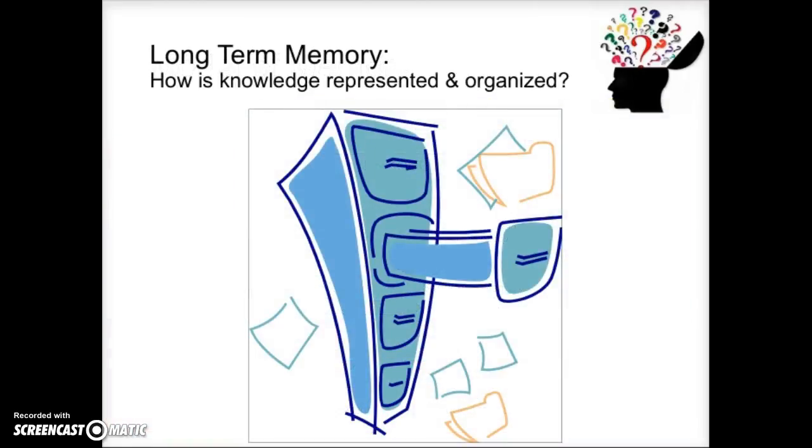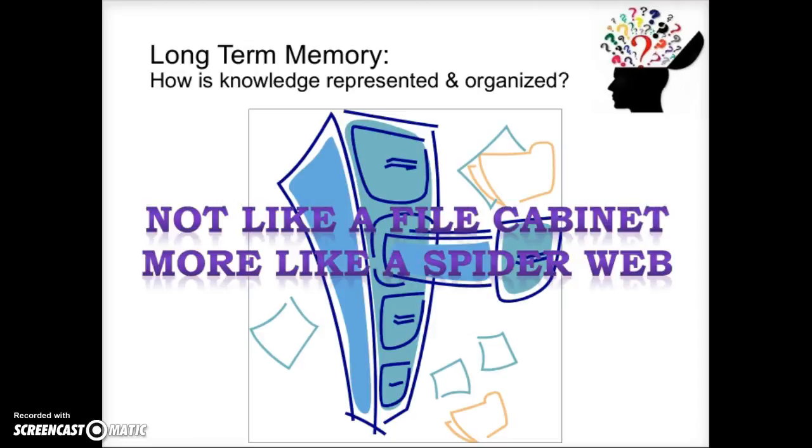A lot of people will think about their memory like a file cabinet or a shelf with boxes, or in the case of Harry Potter, shelves with little glass bubbles. So a lot of times we think of our memories as these sort of discrete little units that kind of sit on a shelf or in a drawer in our memory. It turns out that is not at all how memory gets stored. It's not like a file cabinet. It's more like a spider web or a web of connection.